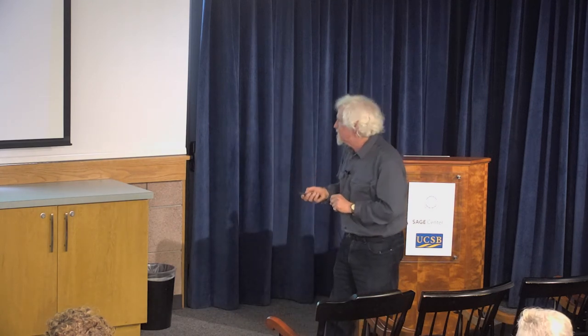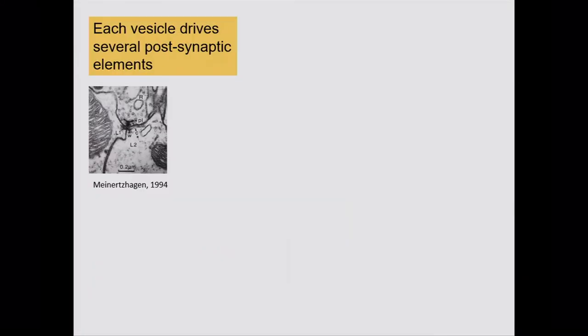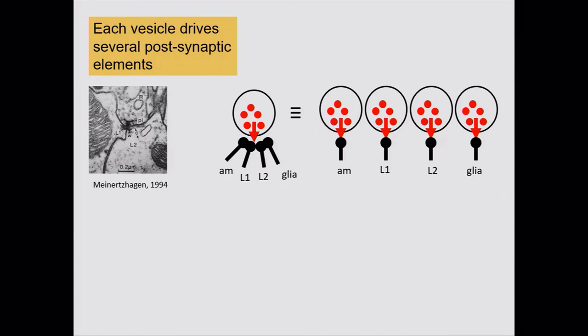So if you make more of these synapses, you have to make a longer axon to accommodate them. And that's your cost. And it turns out that, because the radius of these axons tends to be fairly constant, the length and volume of this structure increases in proportion to the number of synapses, as does the energy cost. And that's how we can look at the economic consequences. And what follows is really elementary. First thing is, each vesicle drives several postsynaptic elements. That means that this structure here is equivalent to four synapses, each driving their own output element.